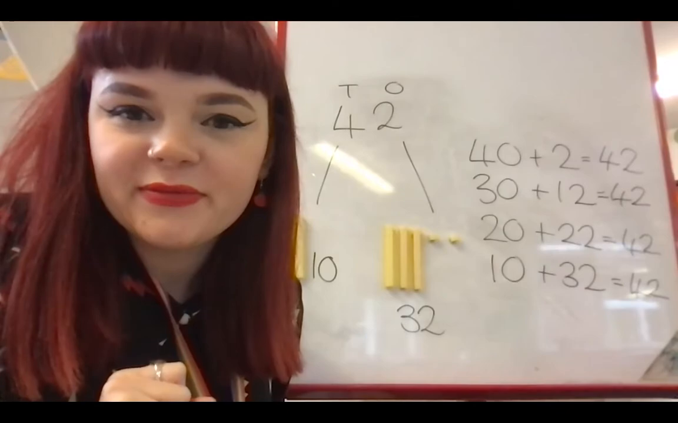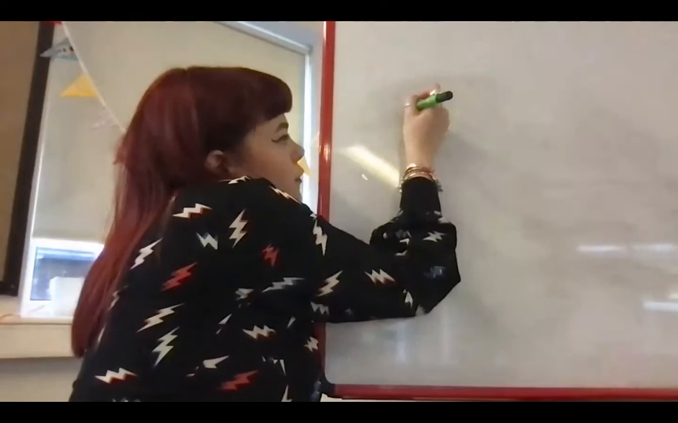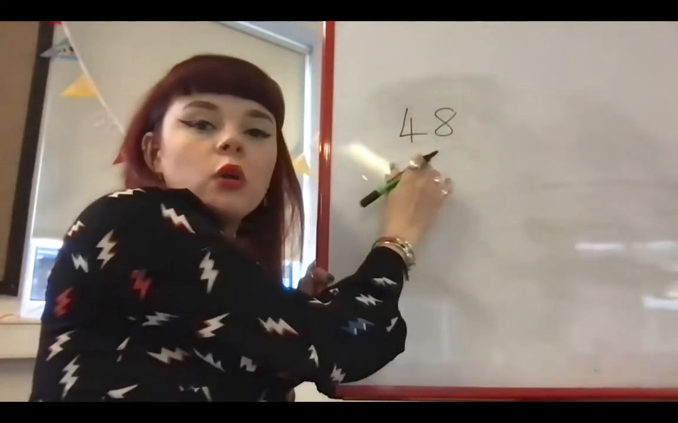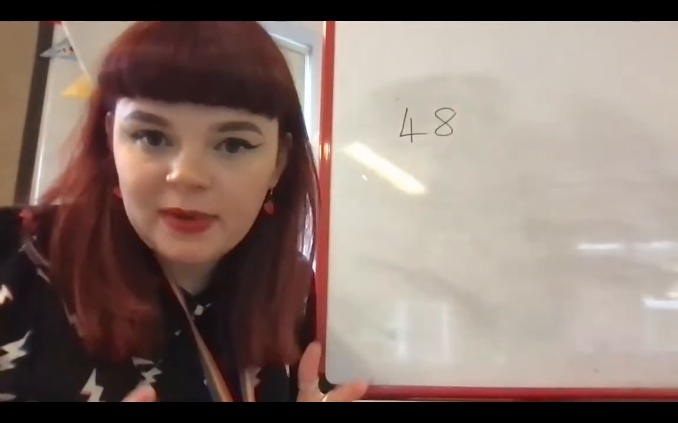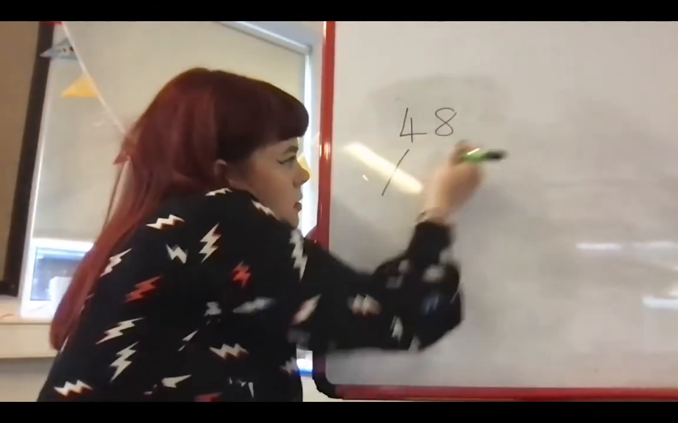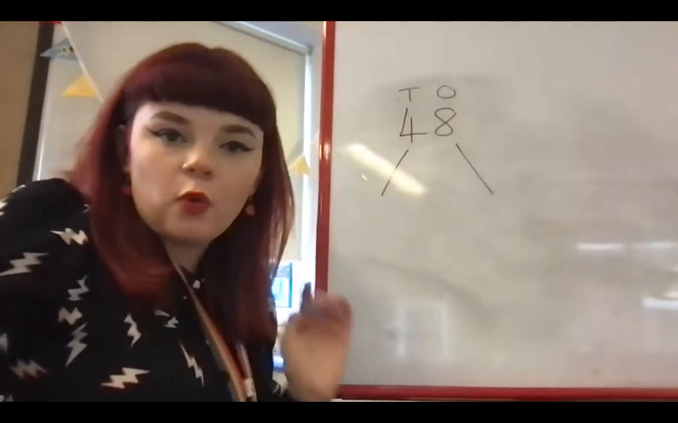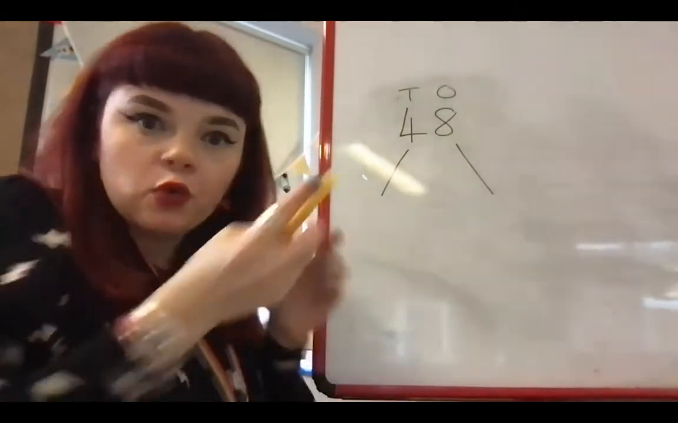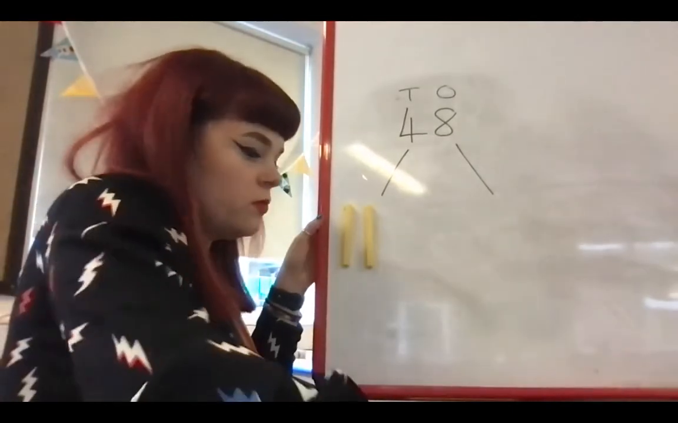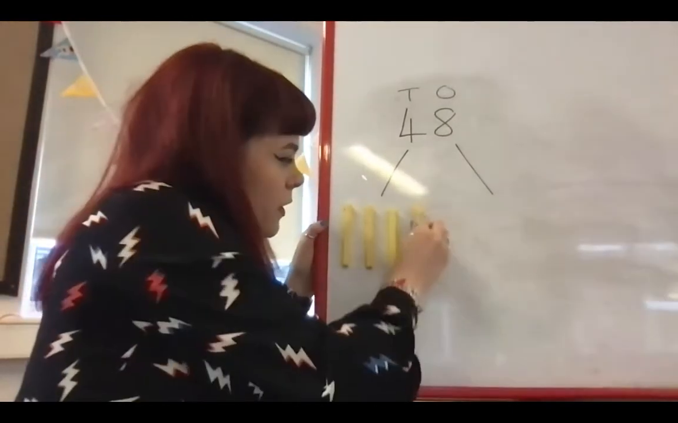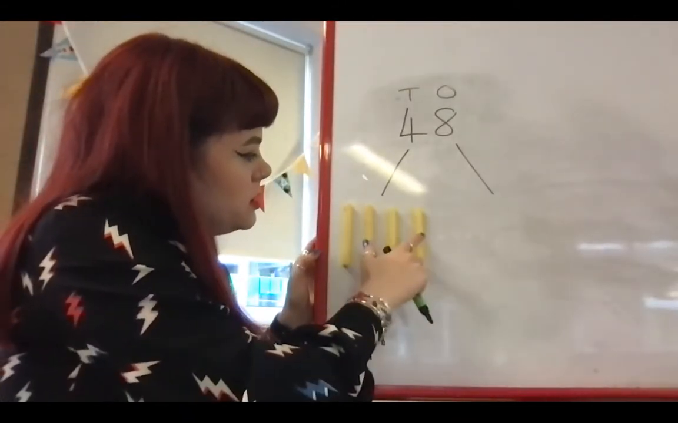Off you go. Okay then, let's go through the answers for number 48, okay? So we know that 48 is our whole number, and we can partition it into two smaller groups to make it easier to work with, okay? Now in our tens column, we've got the number 4, and we know that represents 4 sticks of 10. 1, 2, 3, 4. And those 4 sticks of 10 stand for 10, 20, 30, 40.